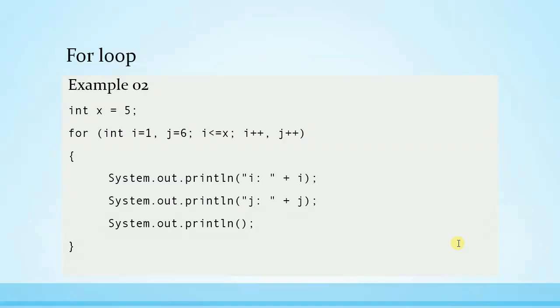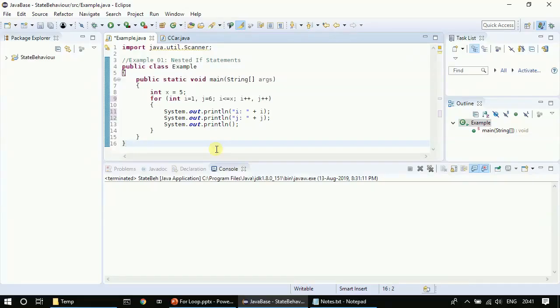So here this example shows you how you can initialize more than one variable, as well as you can put more than one expression in the iterator part. We will execute this in Eclipse. This time I'm not going to break the flow. I will just place the code and I will execute and I will show the output. Alright, now we will execute. Look at the console window.